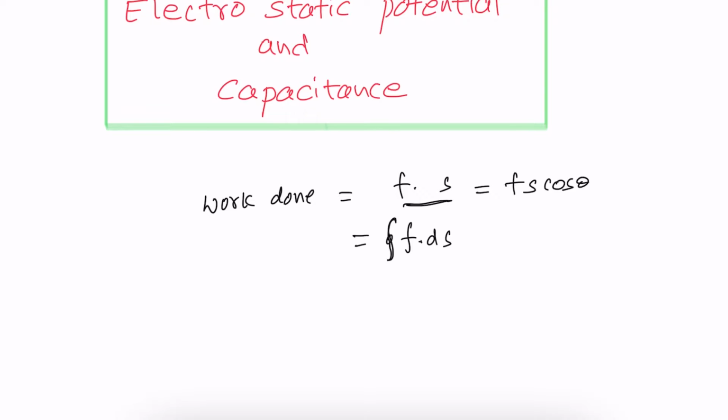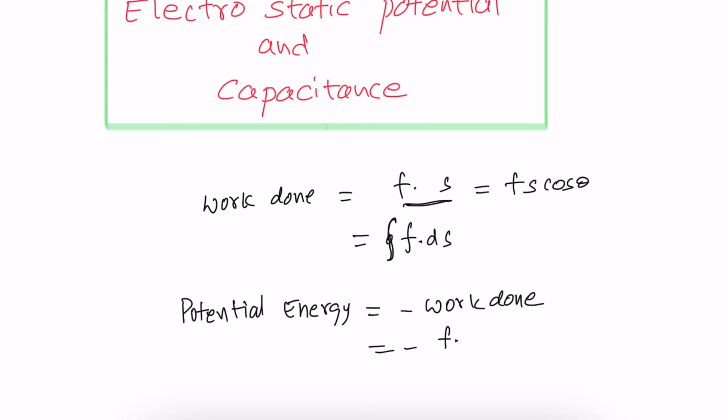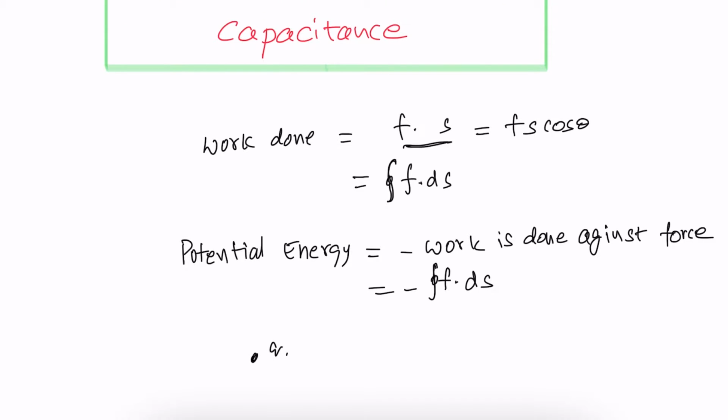So what is meant by potential energy? Potential energy is nothing but negative work done, that is minus F dot ds. So work is done against the force. Work is done against the force, that is minus F dot ds. So here we apply this formula for the charges.